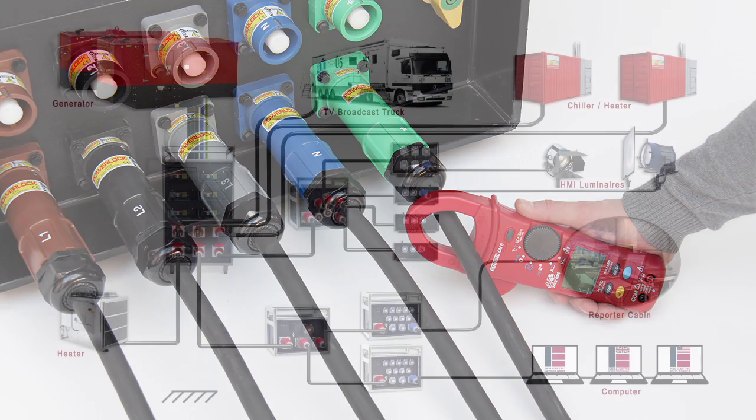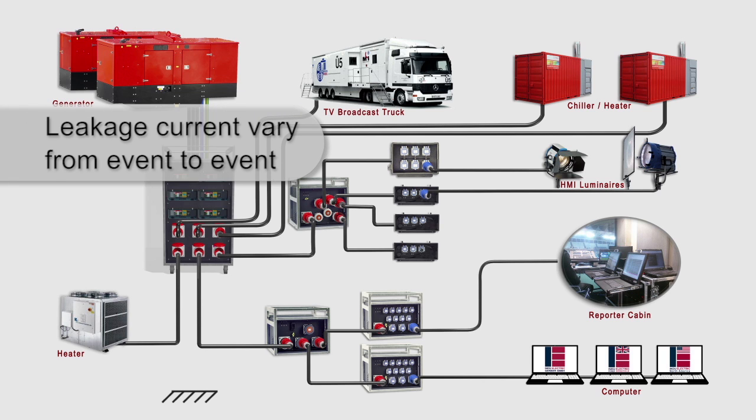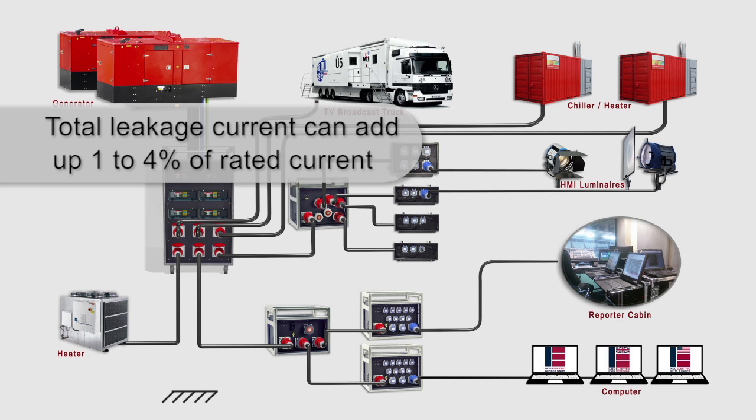It is required to measure the leakage current at various operating modes. Especially monitor consoles in the reporter cabins and electronically controlled air conditioners and heaters have a decisive impact on the total leakage current. Experience has shown that the leakage currents vary from event to event, and that it does not therefore make sense to recommend generally applicable threshold settings. You must determine the leakage current in each case and adjust the RCM accordingly. Keep in mind that, especially around the intermediate and main distribution boards, the leakage current can add up to anywhere between 1 and 4% rated current.